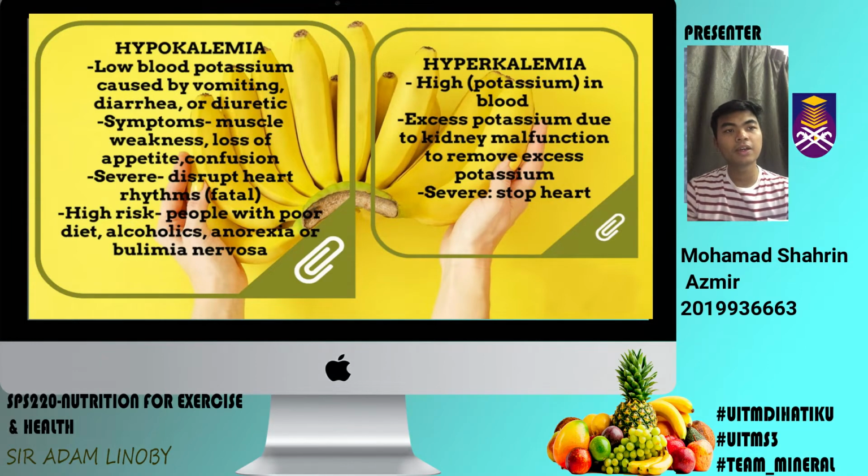Hypo is the low potassium, and hyper is the high potassium in our blood. It is excess potassium due to kidney malfunction, where the kidneys fail to remove excess potassium. For hyperkalemia, the person with this disease can have their heart stop.